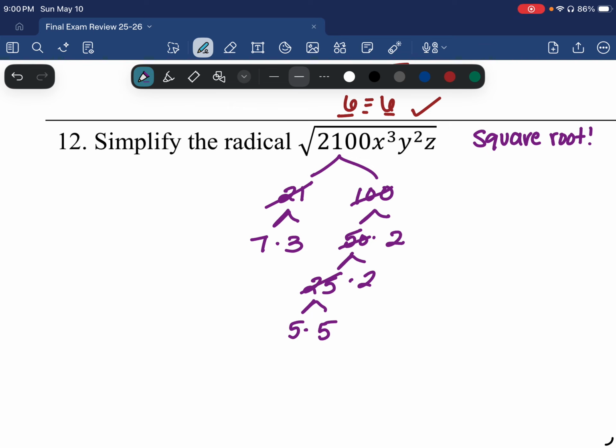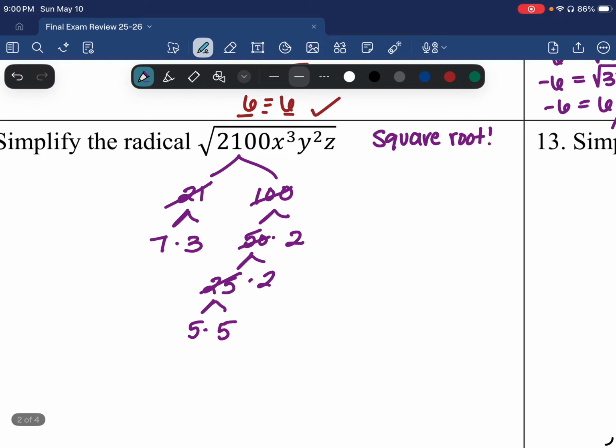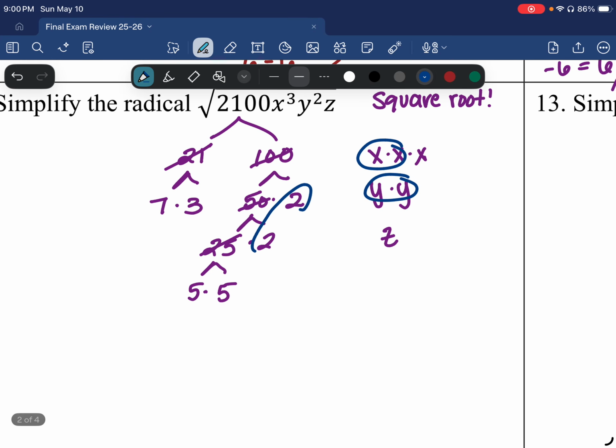Now that all your number is broken down, let's break down the variables. So x cubed means there are 3 x's multiplied together. Y squared means there are 2 y's multiplied together, and we have 1 z. Now that everything's broken down, you are trying to group them up by groups of 2. So you want 2 of the same multiplied together. So you have 2 x's, 2 y's, so we have one group of each. I've got 2 2's and 2 5's.